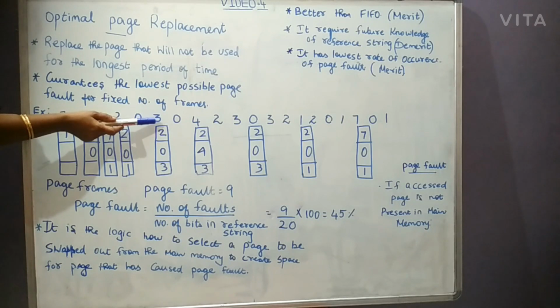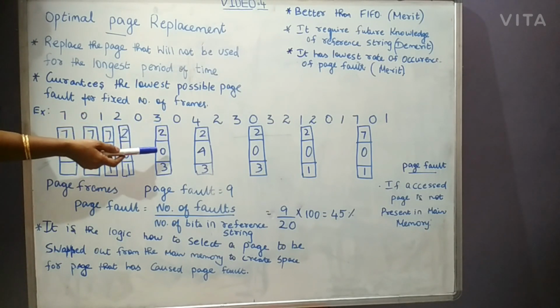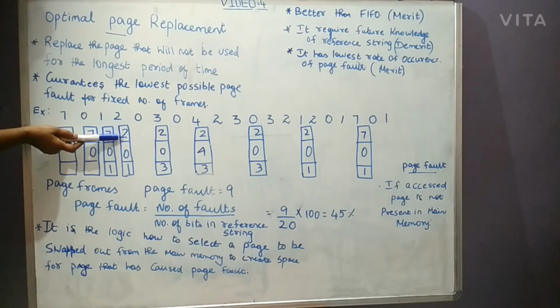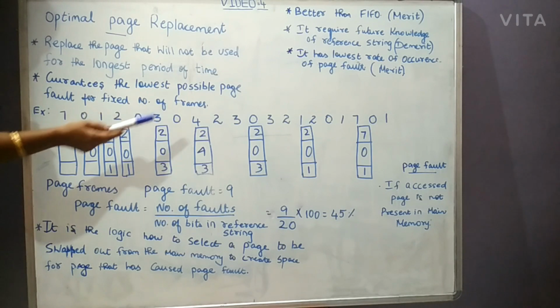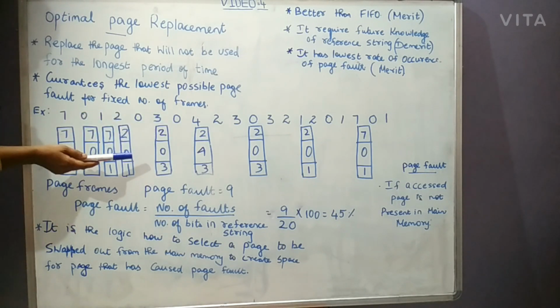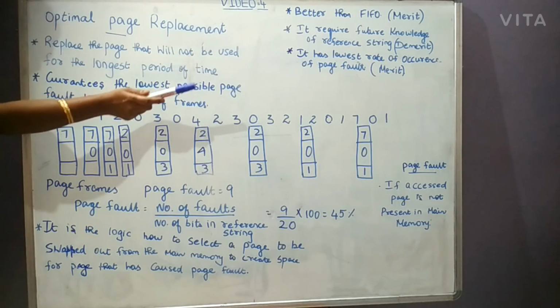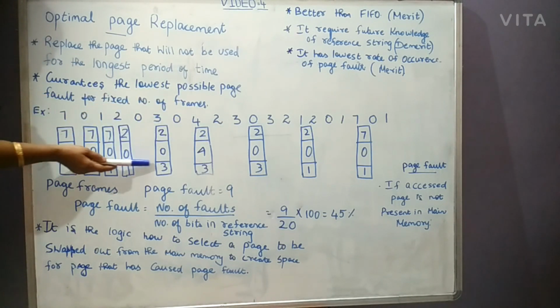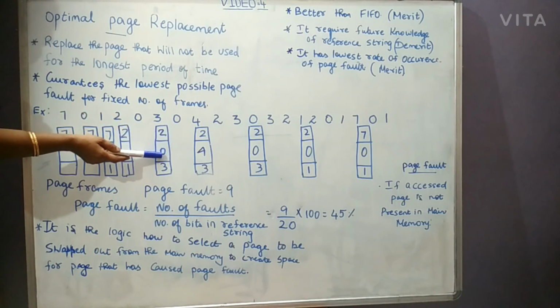Then 3. Here I want to see which item to replace. 2 I am going to use soon, 0 I want to use, and 1 is the one I am not using for the longest time. So in place of 1 I am replacing 3. Again 0 is already there, no need for a page fault.